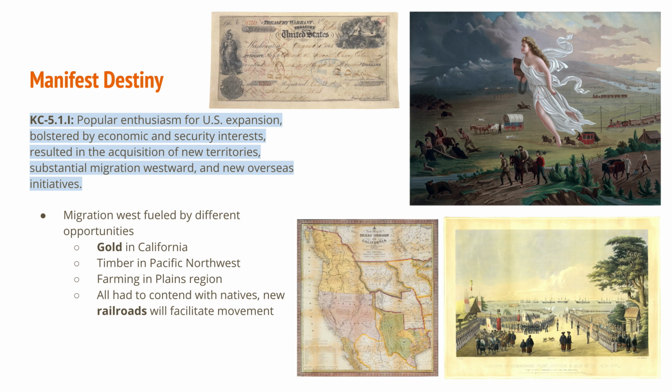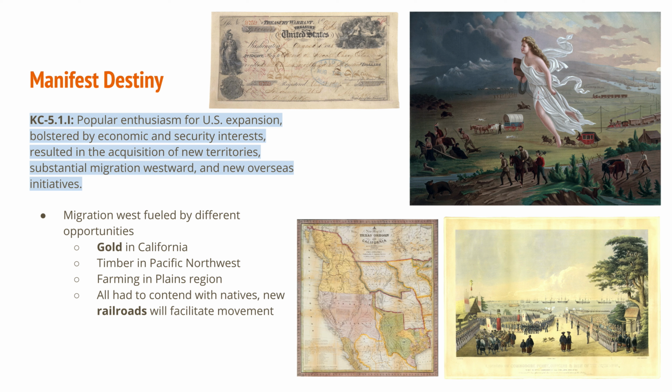The next key concept is popular enthusiasm for U.S. expansion, bolstered by economic and security interests, resulted in the acquisition of new territories, substantial westward and new overseas initiatives. So this is manifest destiny in the United States. Migration west was being fueled by different opportunities.